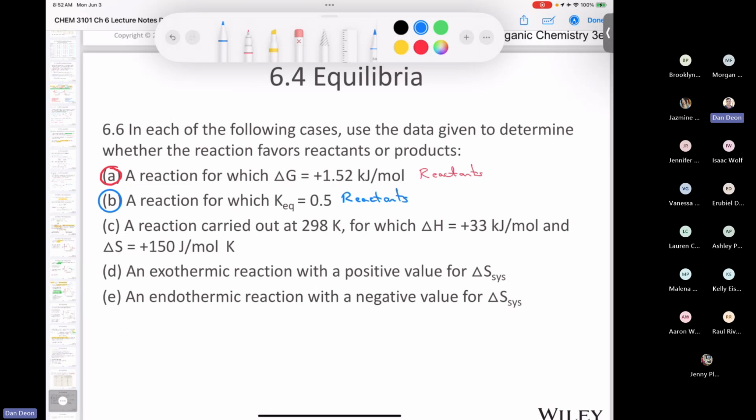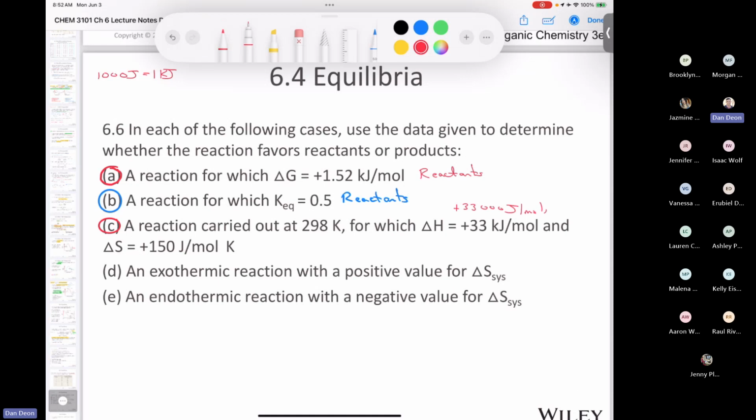Okay, let's try C. In C, it says a reaction carried out at 298 Kelvin. Your delta H is 33 kilojoules per mole, and then your delta S is 150 joules per mole. Notice that the units don't match up here. They did that on purpose. It's kilojoules and joules. So I'll convert the kilojoules to joules. You guys are aware that 1,000 joules is equal to 1 kilojoule. So I'll just put plus 33,000 joules per mole.